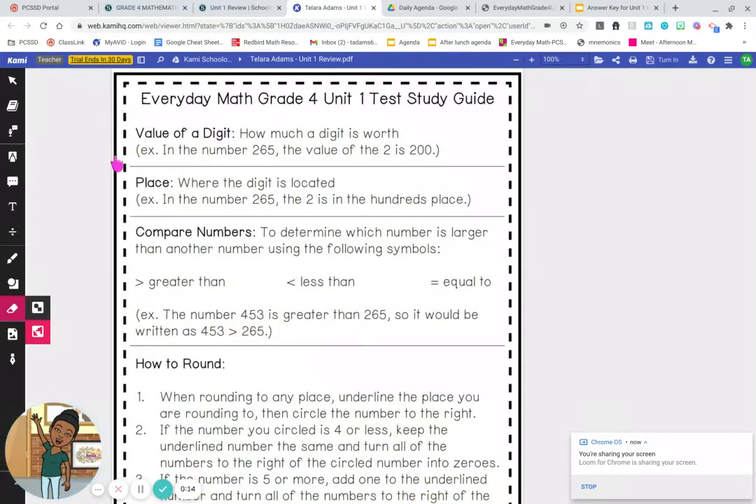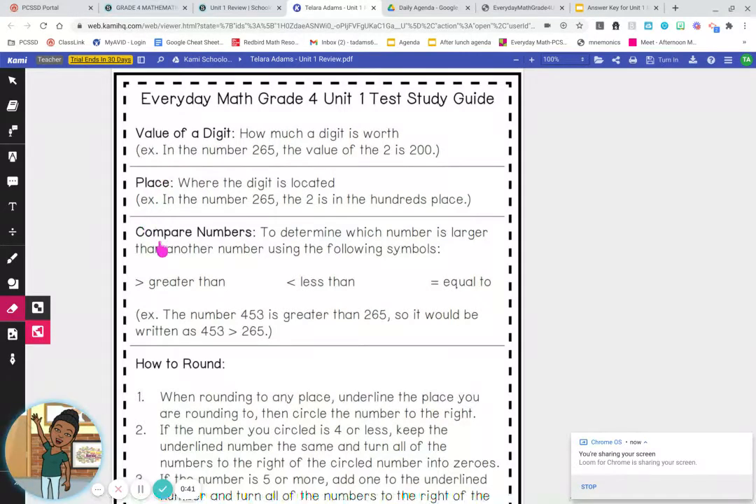For example, value of a digit is how much a digit is worth. In the number 265, the value of the 2 is 200. Place is where the digit is located. In the number 265, the 2 is in the hundreds place. So make sure that we are paying attention to the wording, value of a digit, or place.